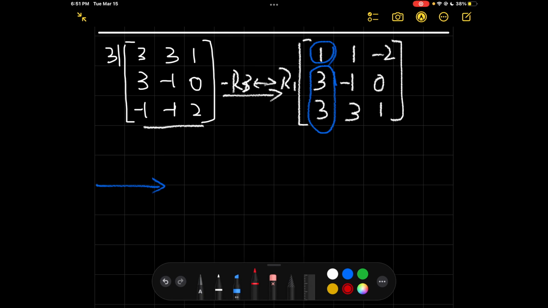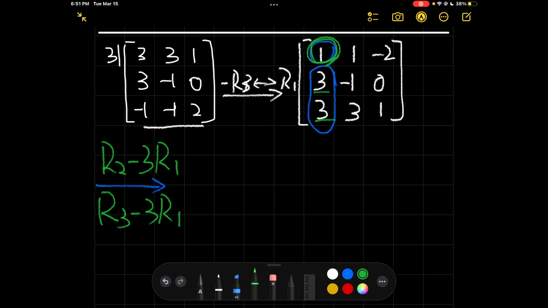Okay, what we can do right now is involve row 2 and row 3 with row 1. So what we do now is row 2 minus 3 row 1. We're using this one as a pivot point. Always use the pivot point to knock out the others. So row 3 minus 3 row 1.